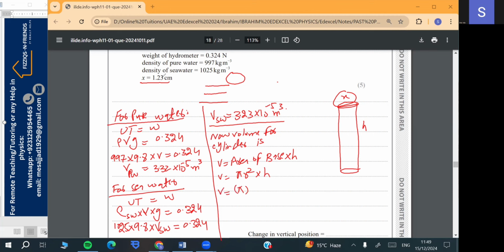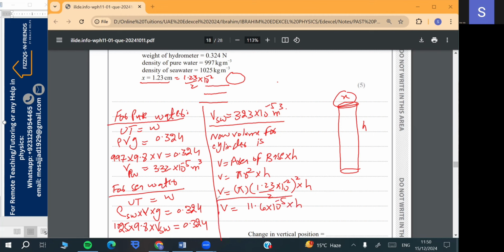The diameter is in centimeters, so the radius will be 1.23 divided by 2 times 10 raised to the power minus 2, because I'm converting centimeters into meters, squared, times height. And what is the height? This is what we need to find, we'll keep it here. Now multiplying everything, it is 11.6 times 10 raised to the power minus 5 times height.